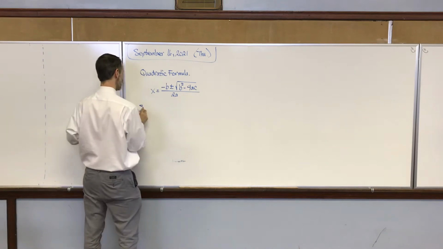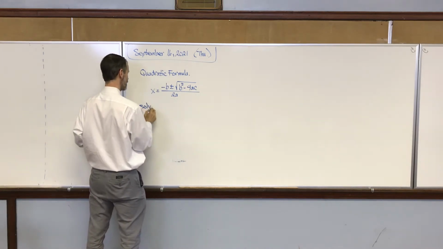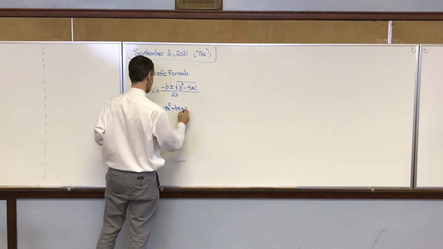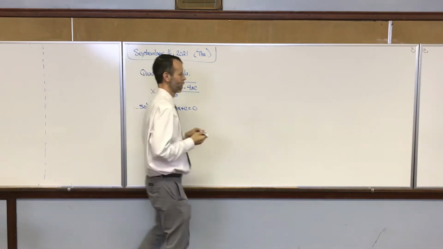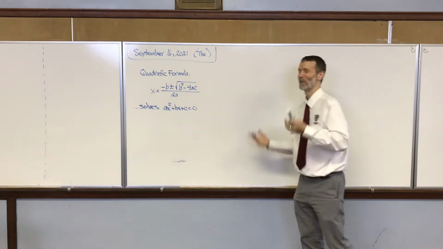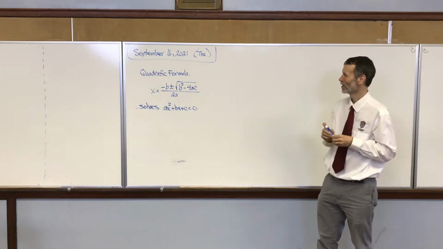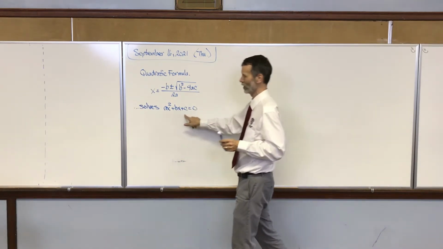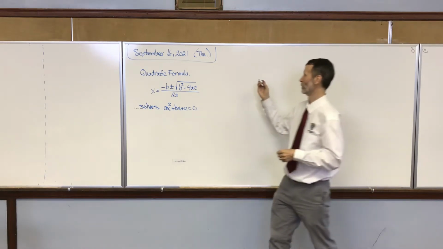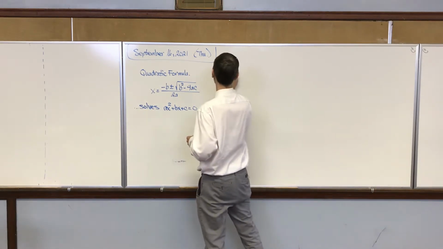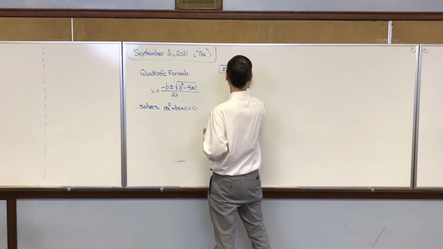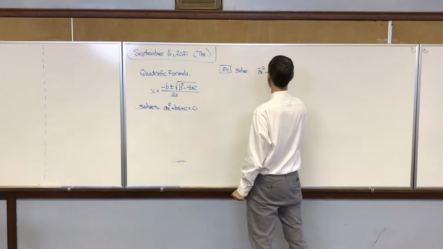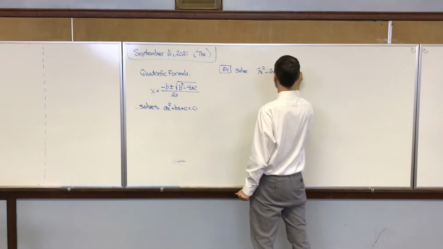This solves ax squared plus bx plus c equals 0. That's its purpose. I mean, it's fun to memorize and everything, and you can get extra credit points sometimes. But the main purpose of it is to solve a quadratic in standard form. For example, solve the following: 3x squared minus 2x plus 1 equals 0.